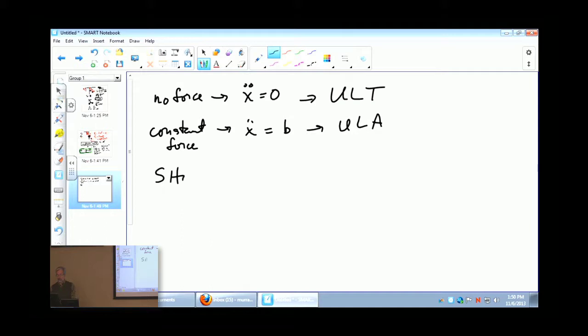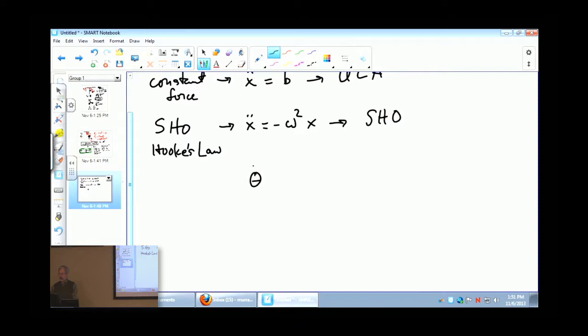We've done simple harmonic oscillator. Oops, minus omega squared. So the force, Hooke's law, in other words, the force is proportional to the displacement. It's not a constant force, it grows in proportion to the displacement. That leads to simple harmonic motion. Now we have this equation. Doesn't fit any of the previous types of equations.